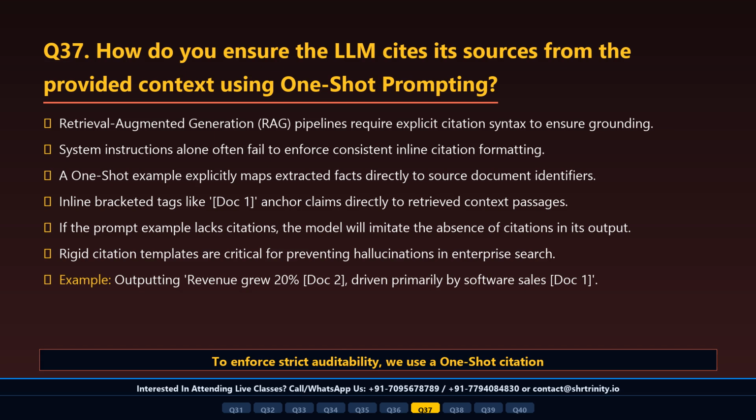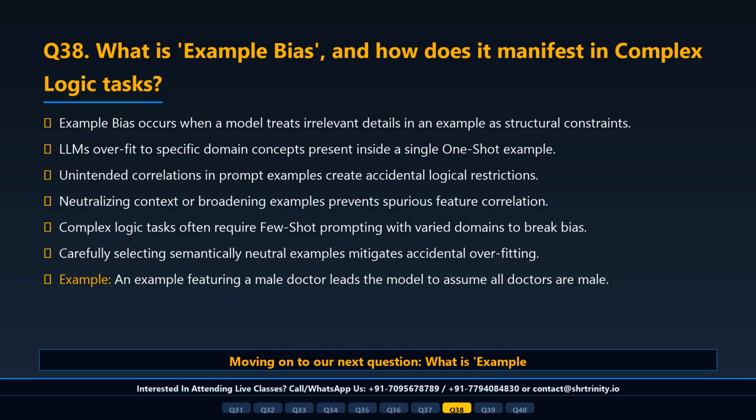Let's walk through the example to see this in practice. The target output demonstrates: the company revenue grew by 20%, Doc 2, driven by software sales, Doc 1. Notice how every independent claim is tied step by step to a specific document ID. When the LLM processes new retrieved documents, it mimics this exact mapping layout, linking synthesized claims directly to document tags and ensuring complete grounding.